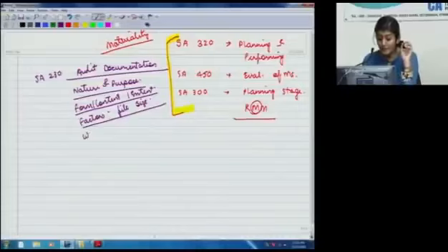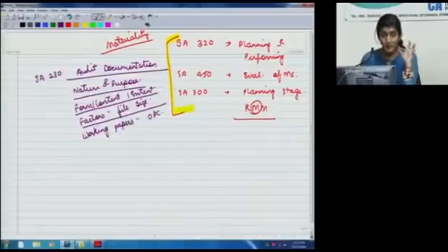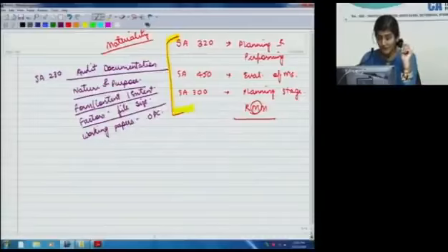Then working papers, we said OPC. You remember OPC? Objective, Procedure, Conclusion. We saw one working paper of debtors also. So tests performed, the information obtained, the conclusions reached, all is to be given in the working papers.